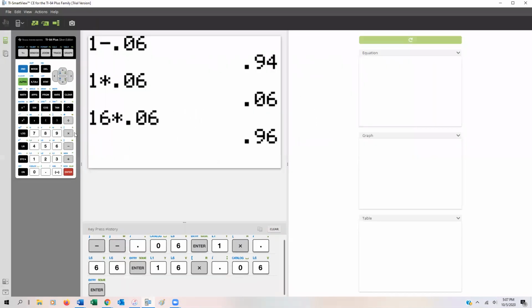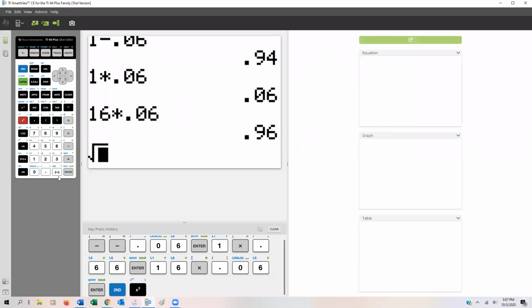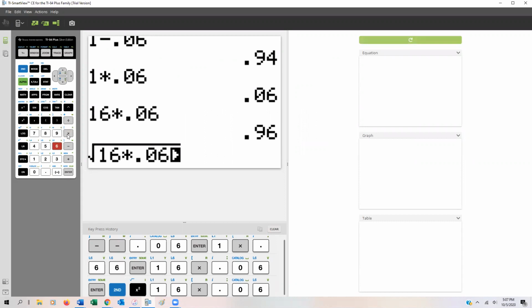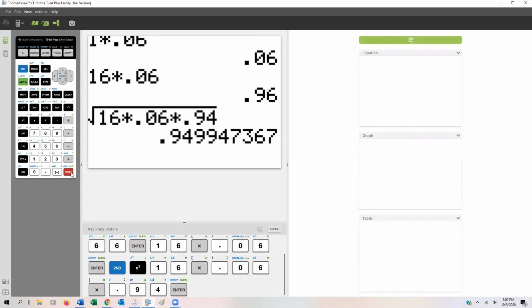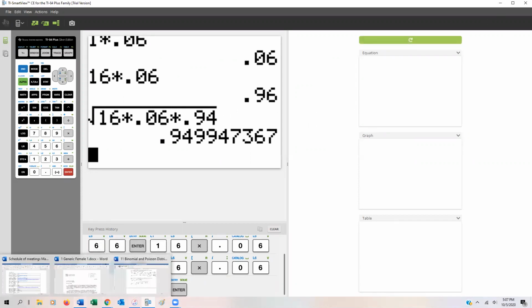Let's plug it into the calculator. So we're going to say second square root 16 times 0.06 times 0.94. All right, and that's going to give us 0.9499, or 0.95 if you want to round it. It doesn't really matter. I'll just go with 0.9499.